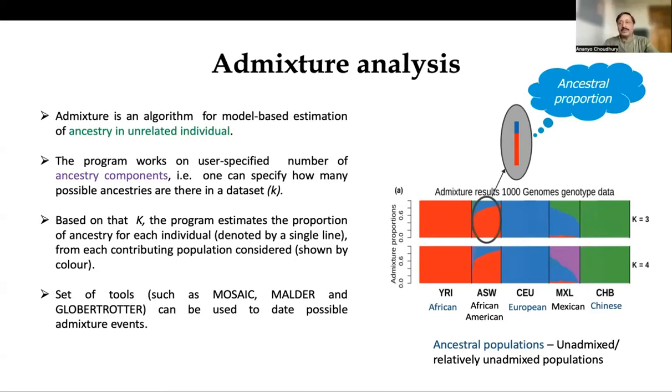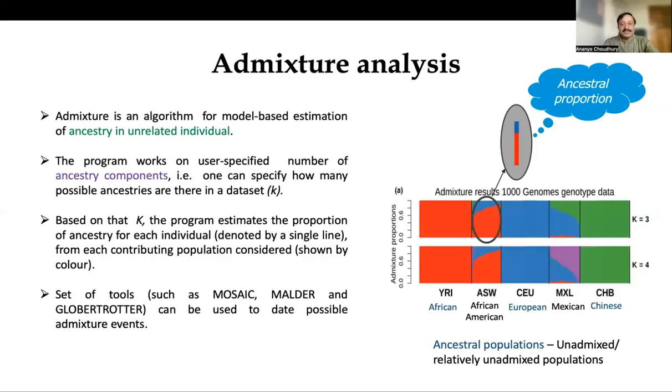Individuals from the ASW, that is the African American population, are shown here. And you can see, like in the zoomed in version, that it contains both blue and red components, suggesting evidence of admixture of both European and African ancestries. There are also a set of tools such as MOSAIC, MALDER, and GLOBETROTTER that can then be used to date possible admixture events, providing further insights not only into which groups migrated, where, but also when it happened.